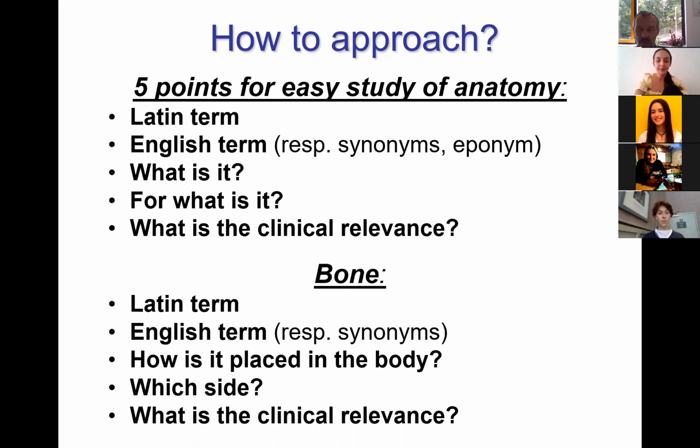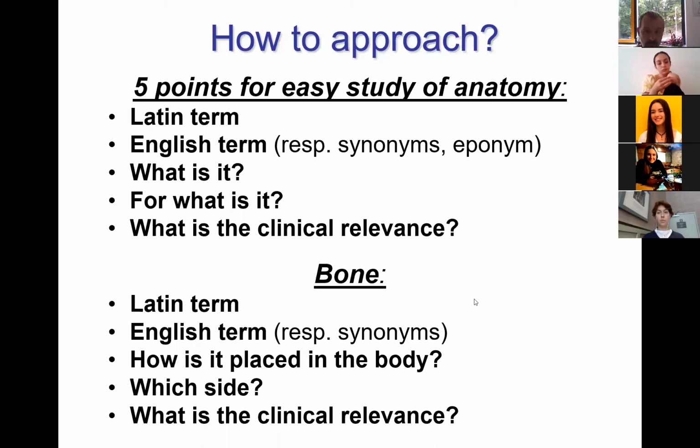For example, when we talk about stomach, we should know how it's called in English, stomach, and how it's called in Latin. In Latin, it's called gaster, but it can also be called stomachos or ventriculus. So there are some synonyms. Then we should know what it is. So stomach is an enlarged part of the gastrointestinal tract. What is it for? It's for digestion. The digestion starts there. And what is the clinical relevance? We can have gastric ulcers. We can have a gastroesophageal reflux, for example. We can have bulimia when you vomit intentionally, and so on.